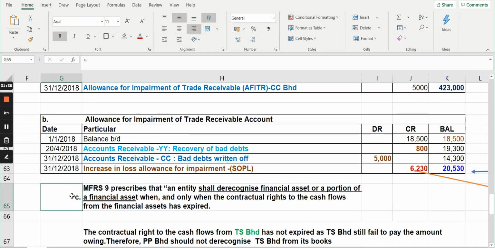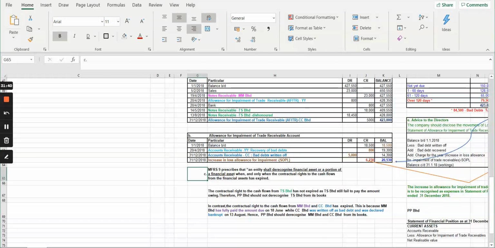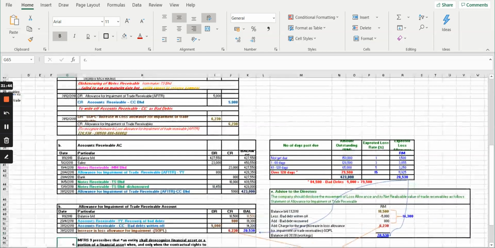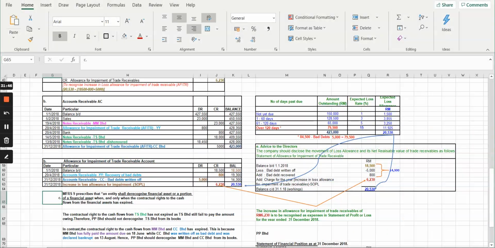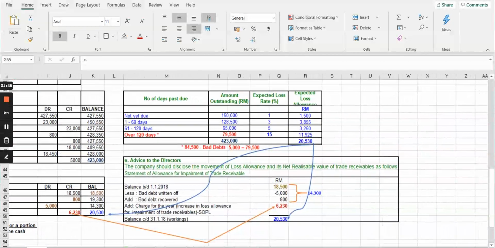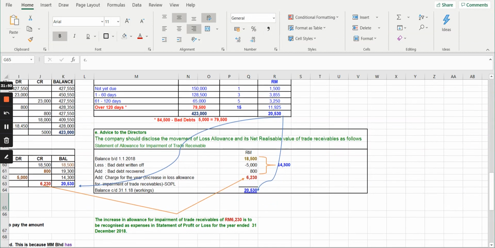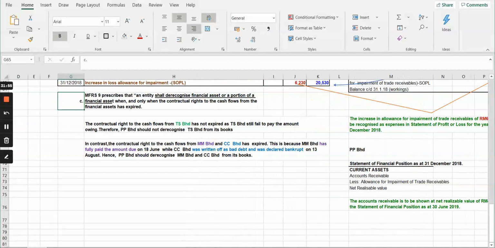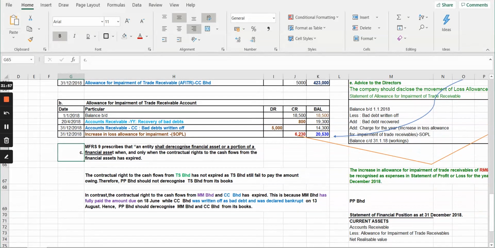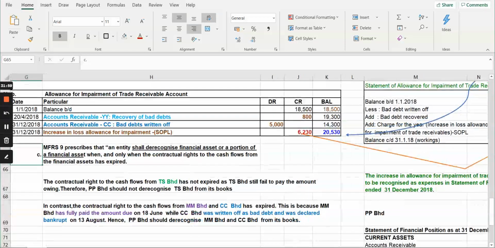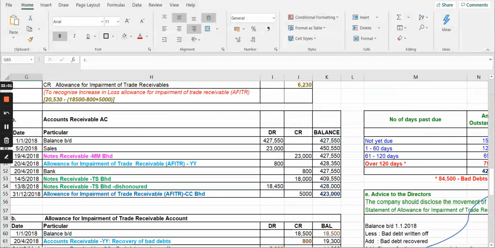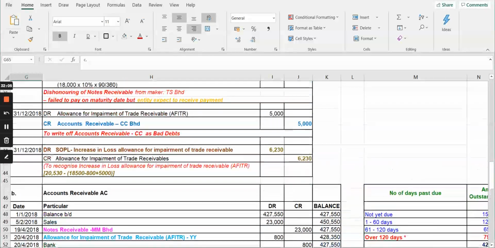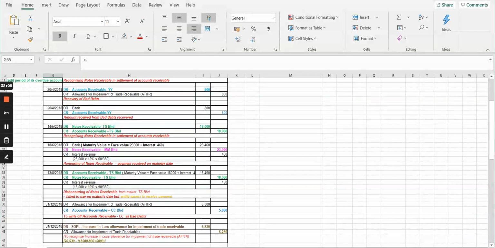I'll just give you a quick view of everything here so that you can see things better, maybe, right? So these are the parts that are required for you to give as an advice. Yeah, these are the advice for the de-recognition, related to MFRS 9. These are the three-column ledger, and these are your journal.